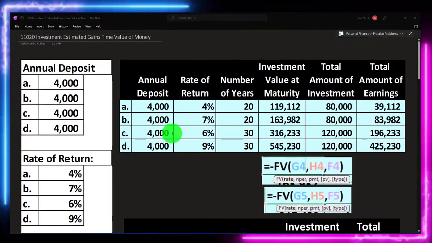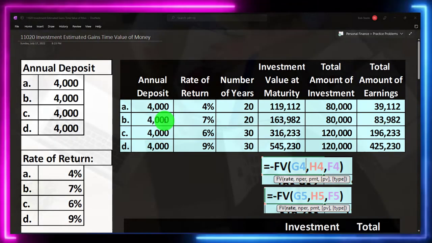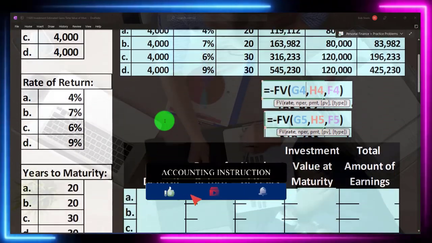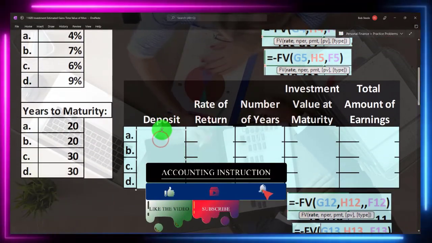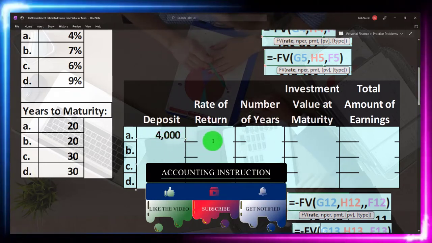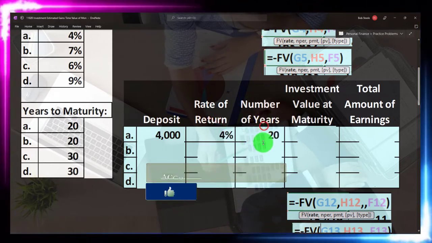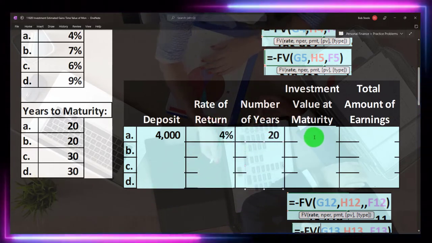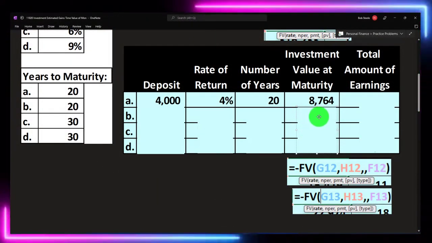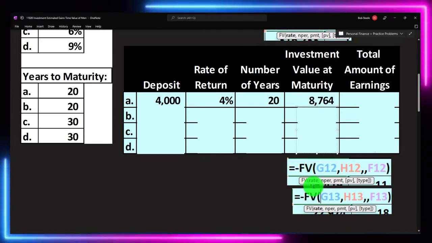Note that you can also think about this differently. This is an annuity kind of payment, because we put the same payment in each period. So what if I said I just put the 4,000 in as a one-time payment and just let it lie? I didn't put any more in. How much would we have after the 20 years at 4%? The investment would be growing to just 8,764. This is a similar future value calculation in Excel.